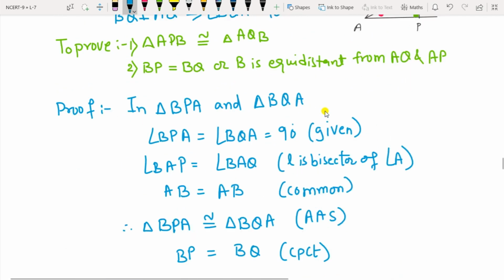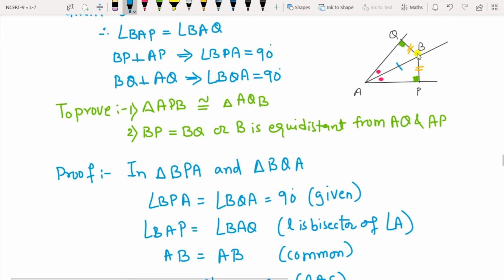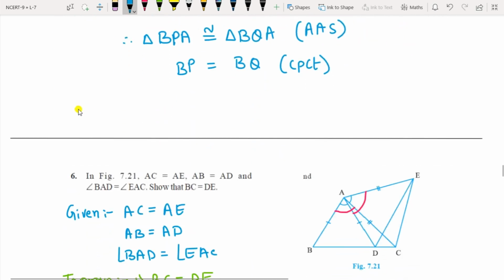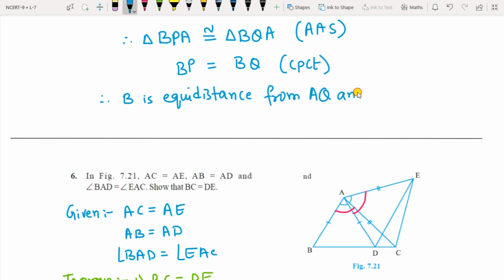So the one in the yellow color that I have shown, BQ equal to BP, or B is equidistant from AQ and AP. Write the sentence: Therefore, B is equidistant from AQ and AP. This we needed to prove.